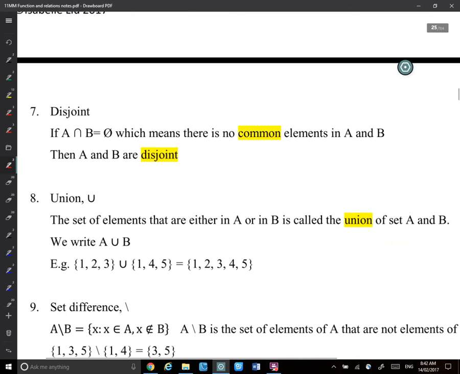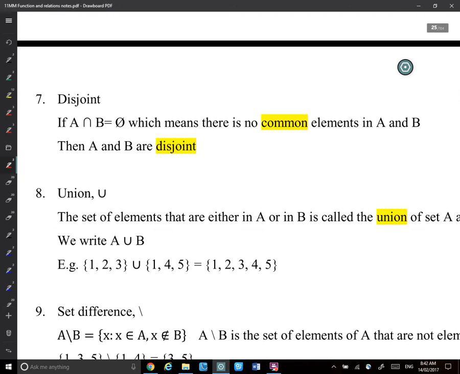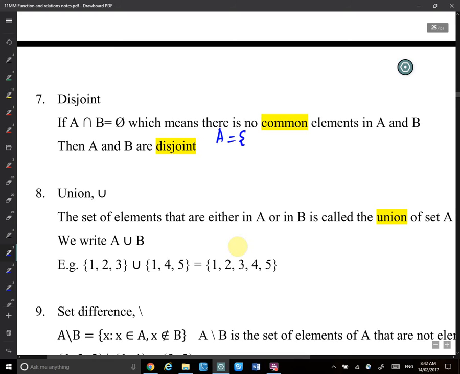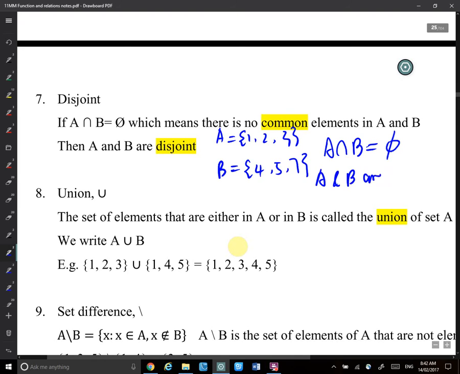Similarly, we'll talk about disjoint first. So what is disjoint? Disjoint means there's nothing in common between A and B. If the intersection of two sets equals an empty set, which means there are no elements in common, then this is a disjoint set. Okay, A and B are disjoint. For example, if we have A equals 1, 2, 3, and B equals 4, 5, 7, nothing in common, then A intersects B will equal the empty set. Nothing here. And then we will say A and B are disjoint.